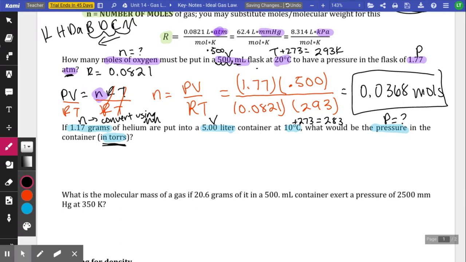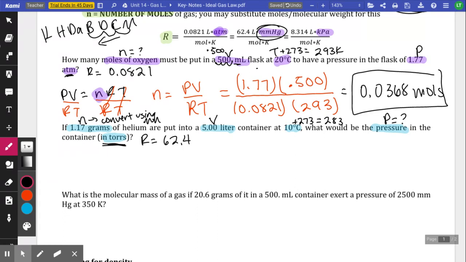All right. So the only variable that's not in our problem, once again, is the R. All right, guys, we need to figure out which R value to use. Like I said, millimeters of mercury and torr are on the same scale, so we would use the same R value for them. So we're going to use 62.4 as our R value here.